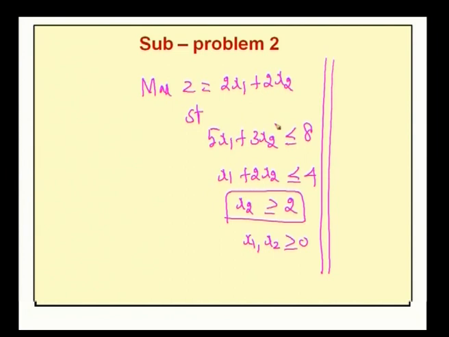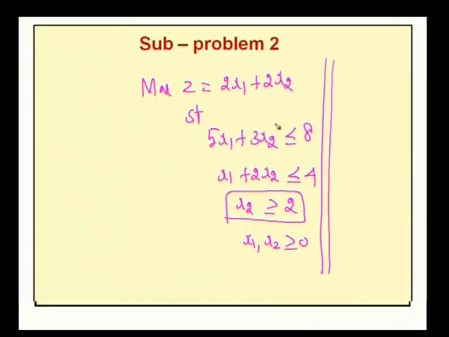So, our sub problem 2 involves 3 constraints. The first constraint is 5x1 plus 3x2 less than or equal to 8, the second constraint is x1 plus 2x2 less than or equal to 4, and the third constraint is x2 greater than or equal to 2.